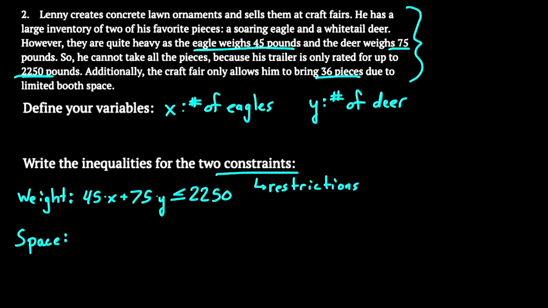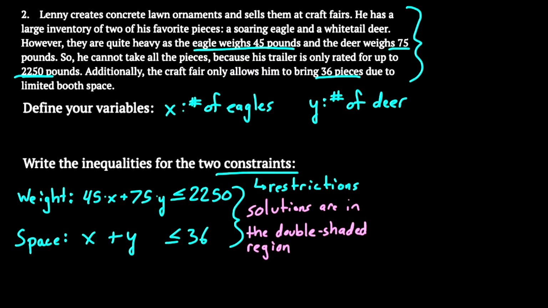It's okay if it's less than, it's okay if it's equal to, but it can't be more. And then as far as space, we can only bring 36 total items, right? So it would have to be less than or equal to 36. And the number of eagles is just x, number of deer is just y. So we'll just say x plus y. Now these are both linear inequalities, and we can graph these.